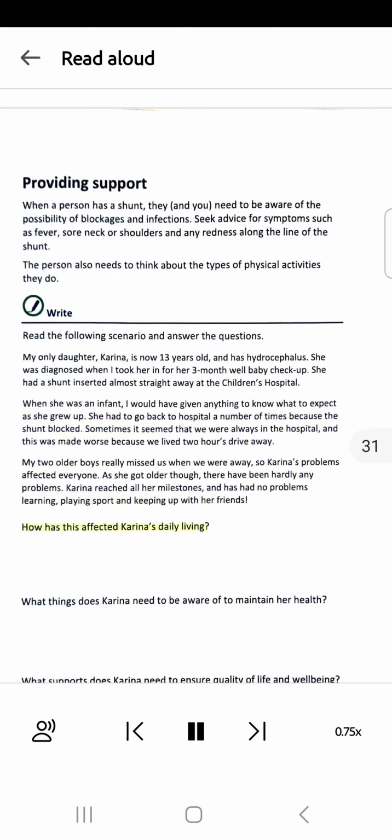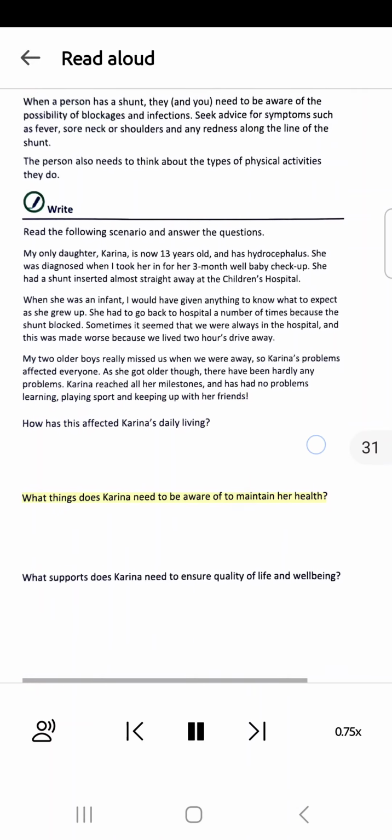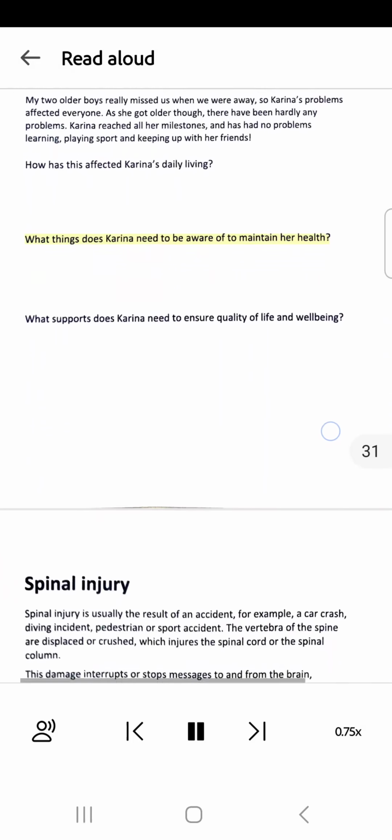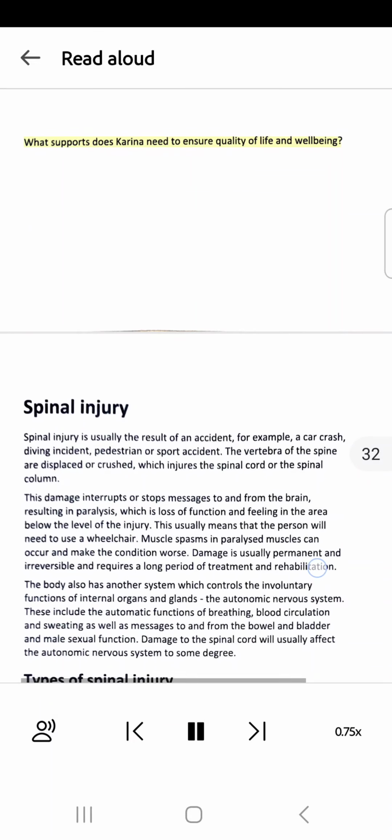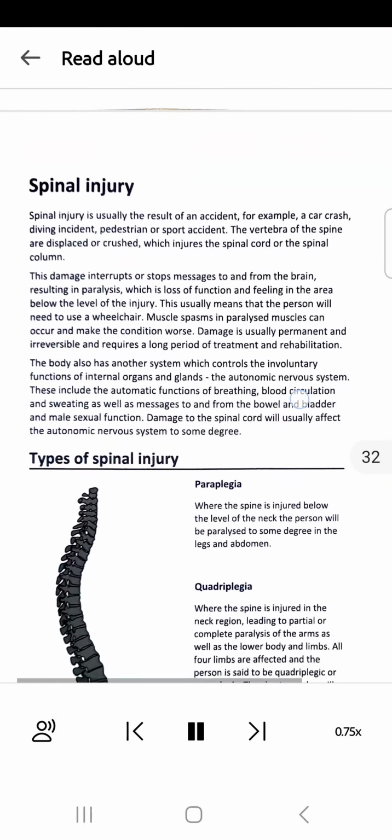How has this affected Karina's daily living? What things does Karina need to be aware of to maintain her health? What supports does Karina need to ensure quality of life and well-being?